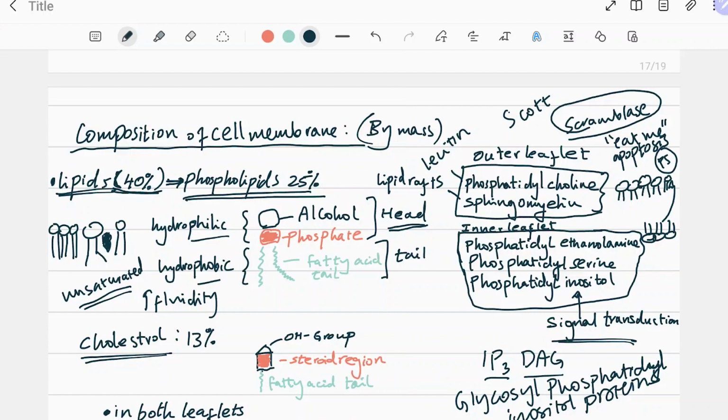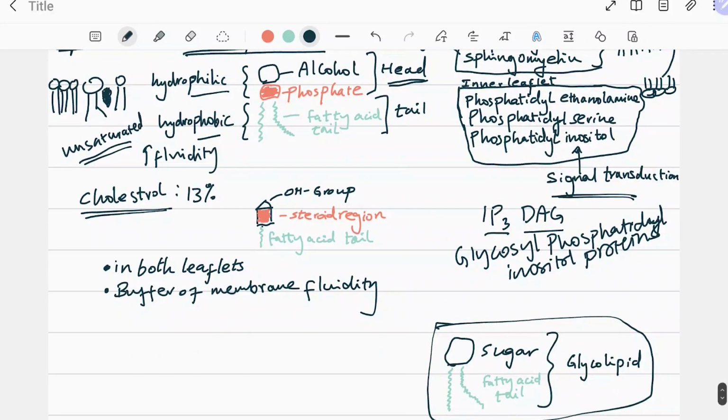If you don't have the enzyme sphingomyelinase, then you end up getting a disease called Niemann-Pick disease. Let me just write that down over here. Niemann-Pick disease, where you get a big liver and spleen and mental retardation, and usually those people die in early life.